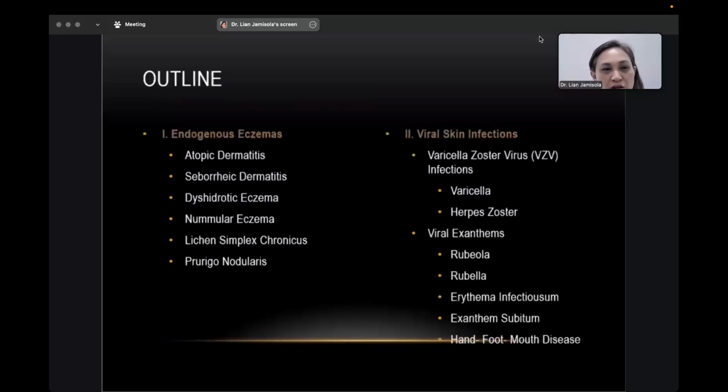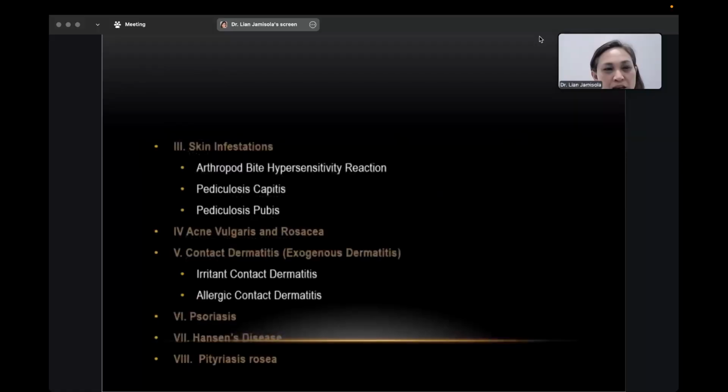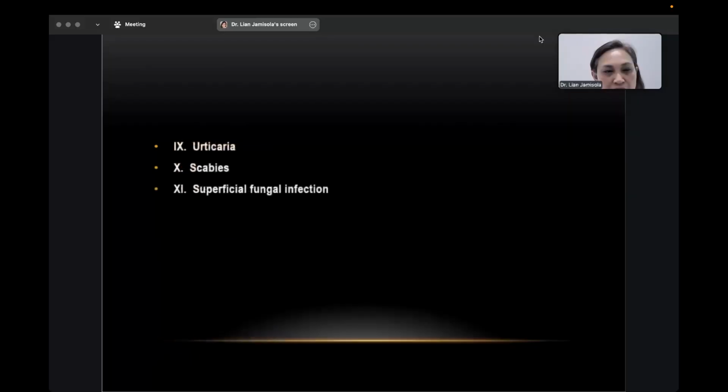So these are the common cutaneous diseases that I'll be discussing. We'll start first with endogenous eczemas and then viral skin infection. So you see there's a lot. And then skin infestations, acne and rosacea, contact dermatitis. So ito naman yung exogenous eczemas. Psoriasis, Hansen's disease, pityriasis rosea, urticaria, scabies, and superficial fungal infections.